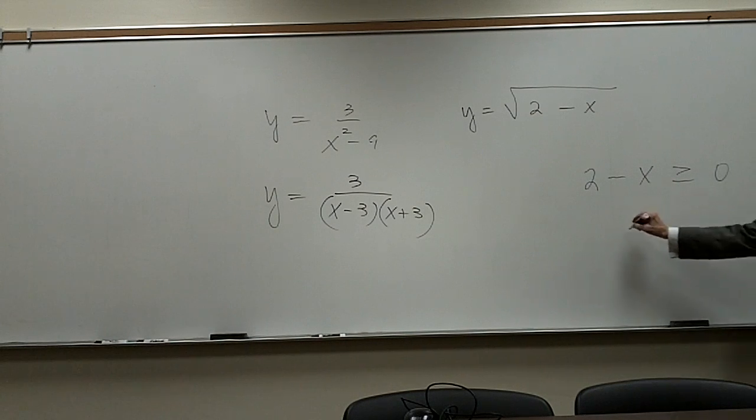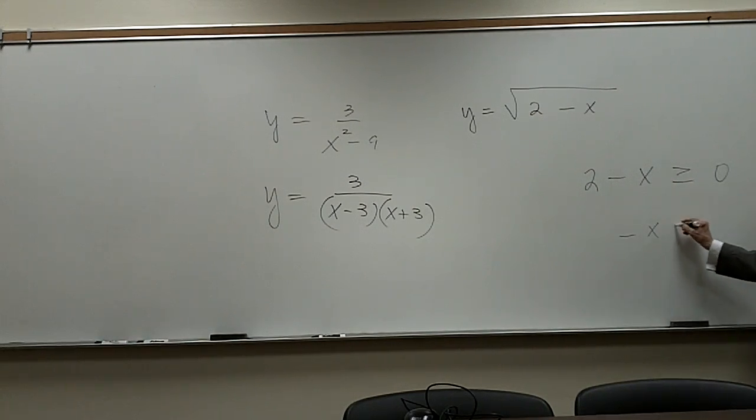So, this would be what? This would make this this. That's called the domain of your problem. X has to be less than or equal to 2. That's pretty simple to do.